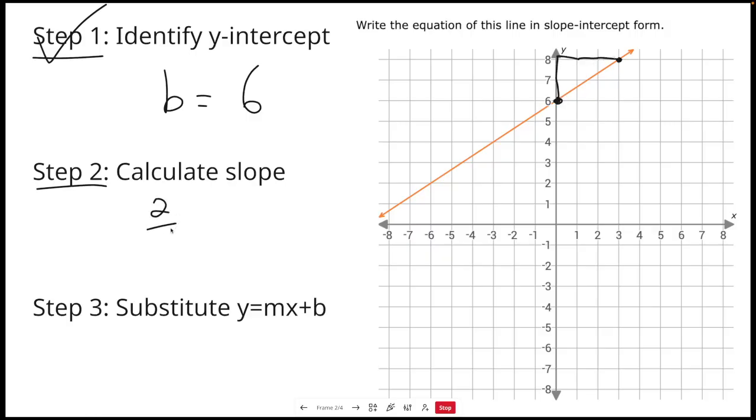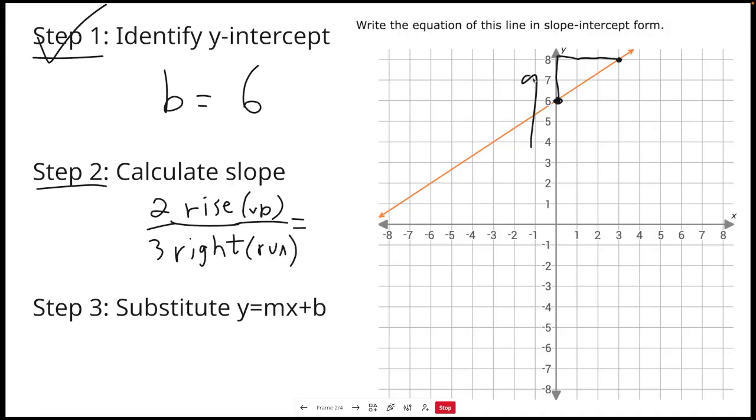So we did a 2 rise, also known as up, and 3 to the right, also known as the run. And both of these were positive, right? We went positive and we went positive. Again, we've talked about this before, so I'm going to go pretty quickly. So we should get a slope of 2/3. That's our m. Step 2 is done.